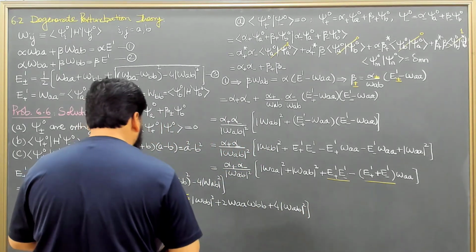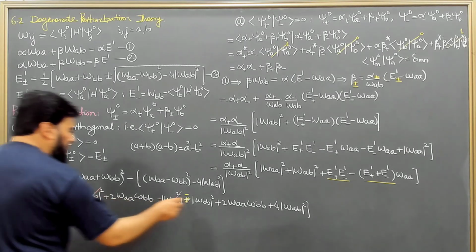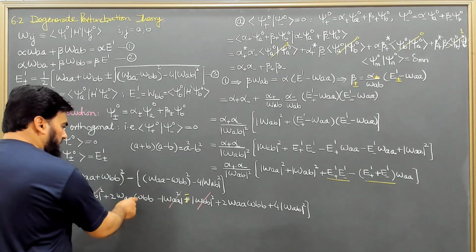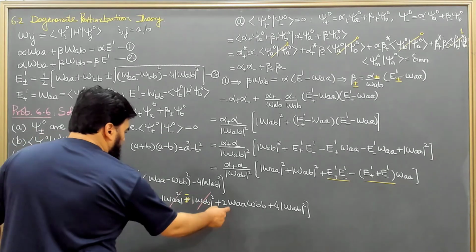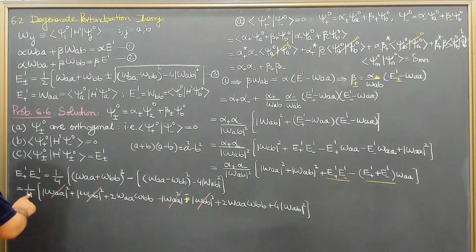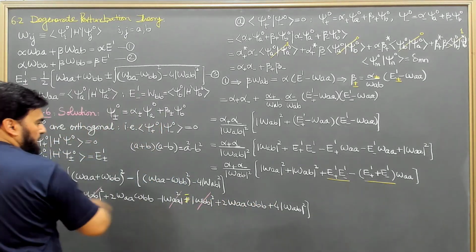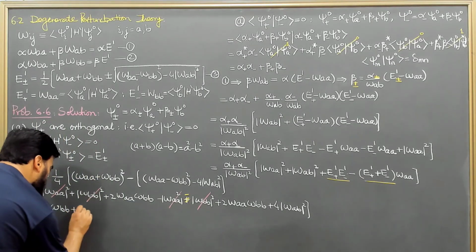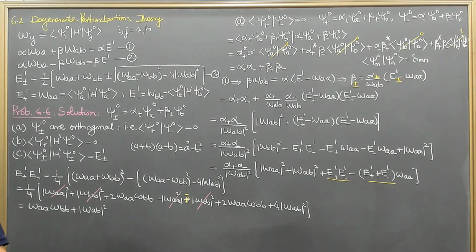Now there will be some cancellations. |WAA|² will go with |WAA|², |WBB|² will go with this one, plus 2 WAA WBB, and this will come out to be, this will become 4, and 4 will simplify with this 4. So I will have WAA and WBB here. And then this 4 will also simplify with this 4. So I will have |WAB|² plus |WAB|². So I have proved this thing, what will be the result of E plus 1 multiplied with E minus 1.